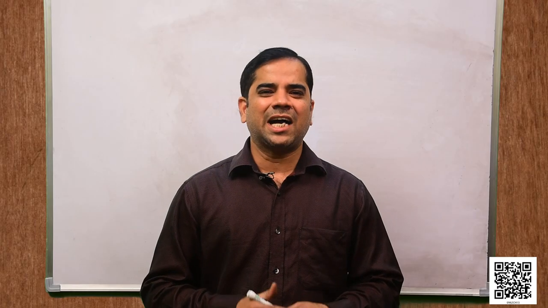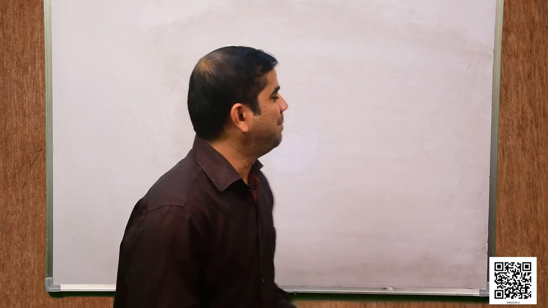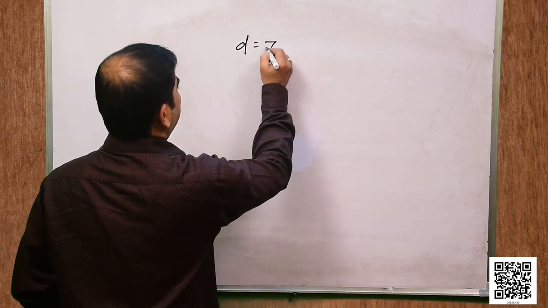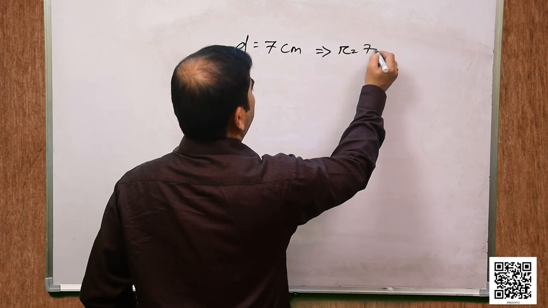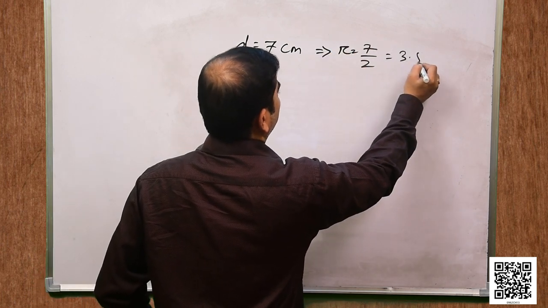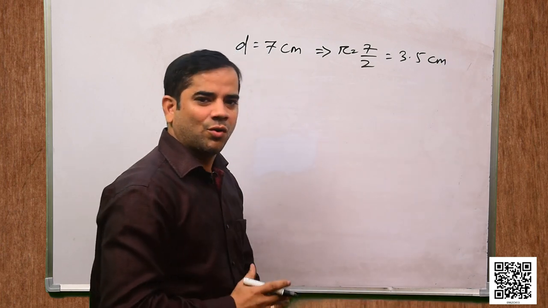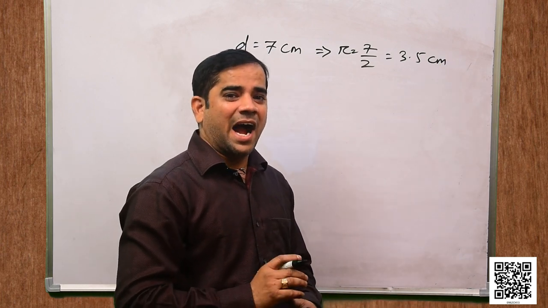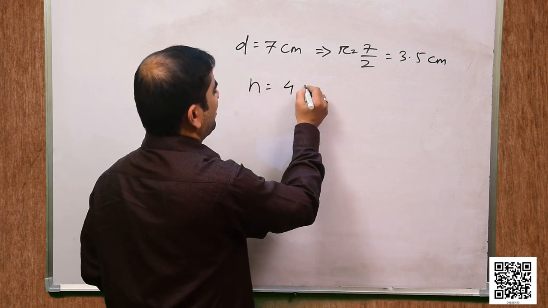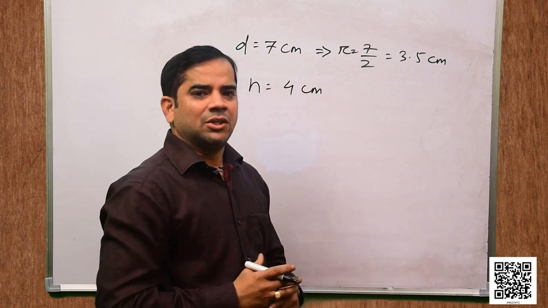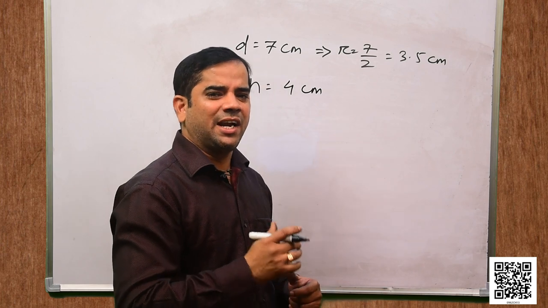So students, as per the given data, diameter is 7 cm. That means radius will be 7 by 2, that is 3.5 centimeter. And the height of the cylindrical bowl is 4 centimeter. So h is 4 centimeter. So let us find the volume of the cylindrical bowl.